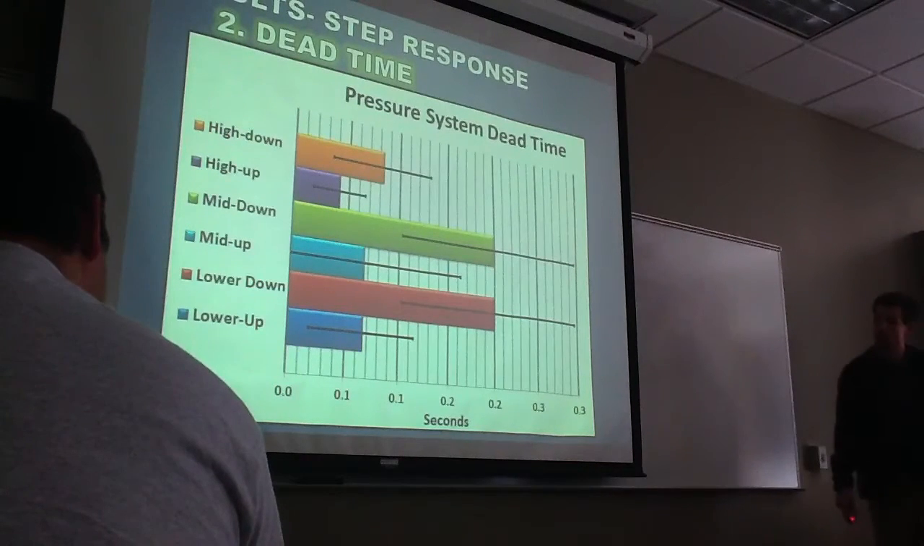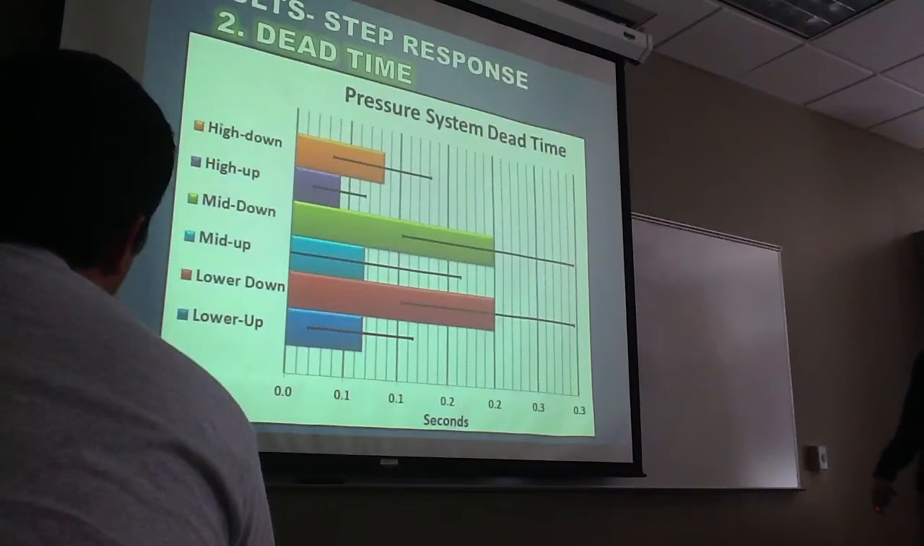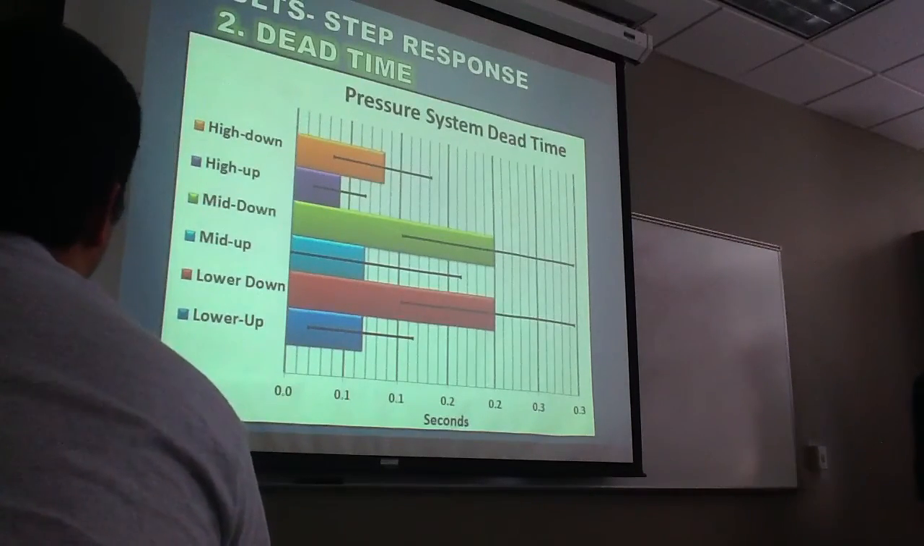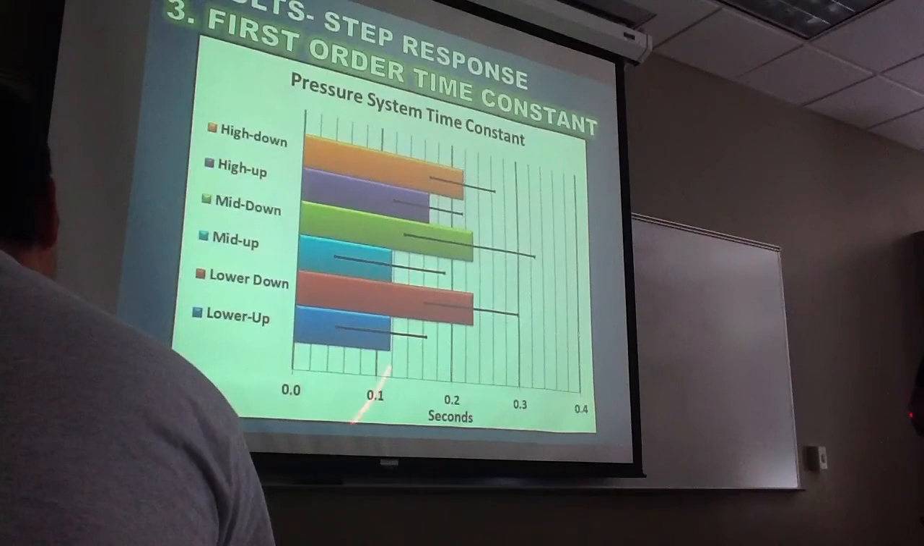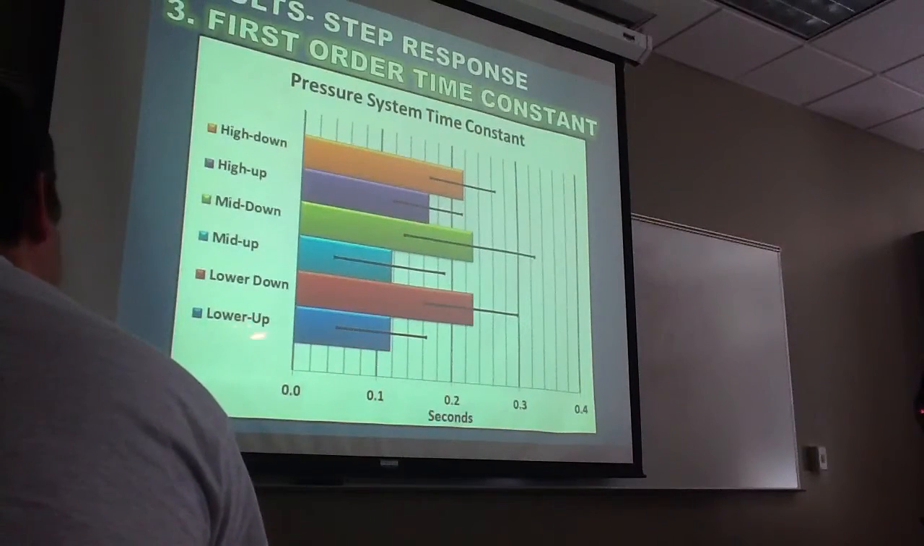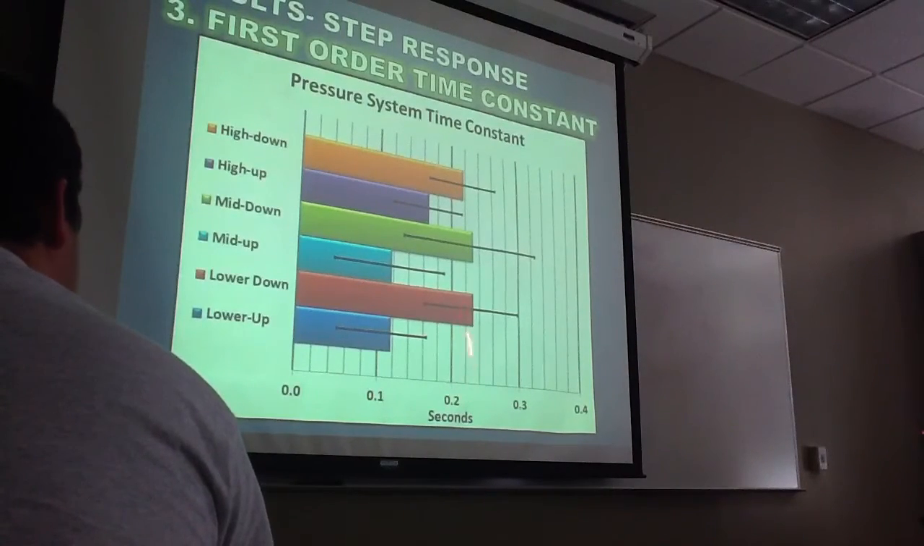You can see step downs are much higher than step ups for dead time. And then the first order time constant: you can see that step downs are all relatively the same and step ups are relatively the same, but not so much as the downs. Our highest one here is about 0.24.